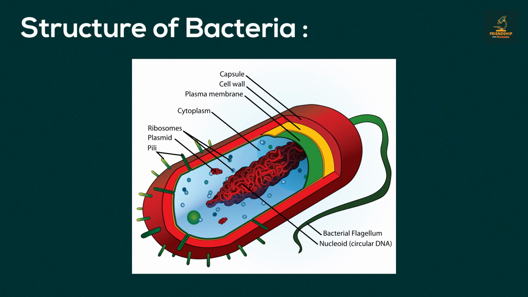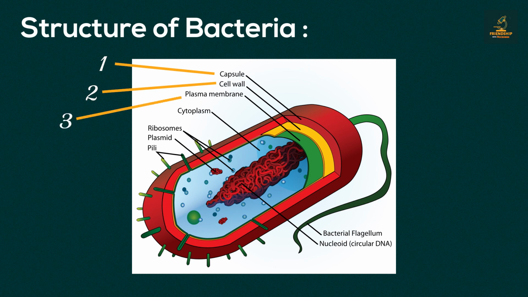Now move on to the structure of bacteria. A bacterial cell includes, number 1, capsule. Capsule is a layer found on the outside of the cell wall in some bacteria. Number 2 is cell wall. The cell wall is a layer made up of a polymer called peptidoglycan. The cell wall gives the bacteria its shape. It is located outside the plasma membrane. The cell wall is thicker in some bacteria that are called gram-positive bacteria.